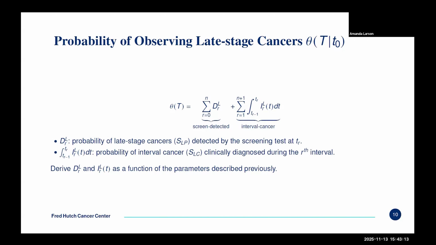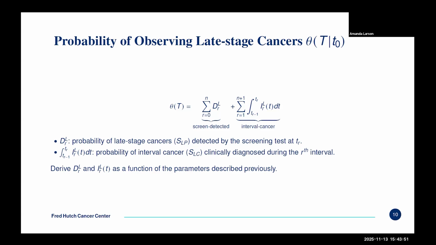So essentially, we observe late-stage cancers either because they are screen detected, that you detect using screening tests in the late-stage preclinical state, or they are interval cases, not screen detected, but later showed up with symptoms and were found. So we separately derived the probability of late-stage cancers by screening test and the probability of interval cancer.